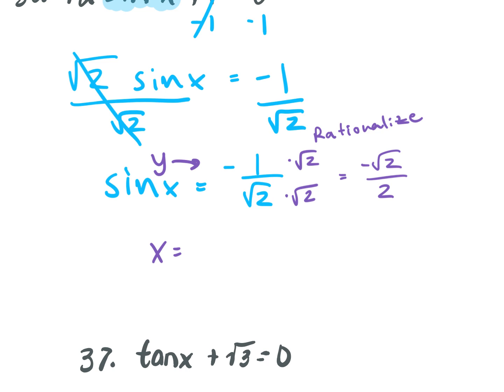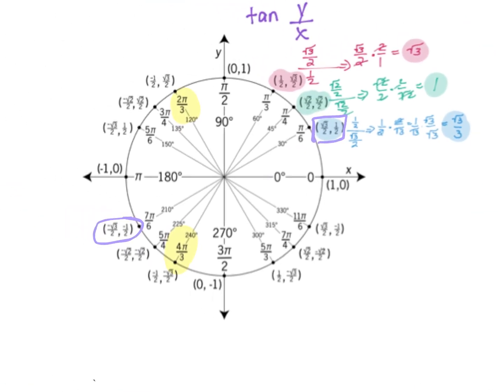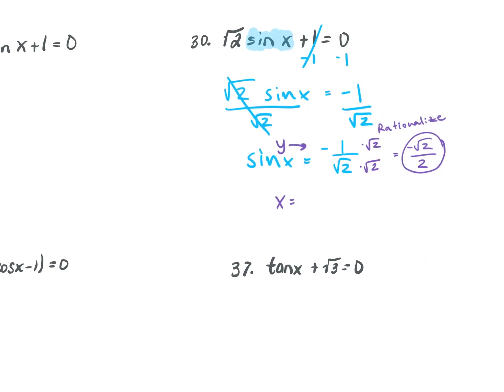So where is y negative square root 2 over 2 on our unit circle? 225, perfect. So that would be 5 pi over 4. Where else? And 315, awesome. That is y negative square root 2 over 2. So 7 pi over 4. So here x is equal to 5 pi over 4 and 7 pi over 4.